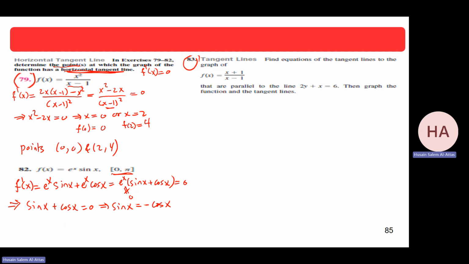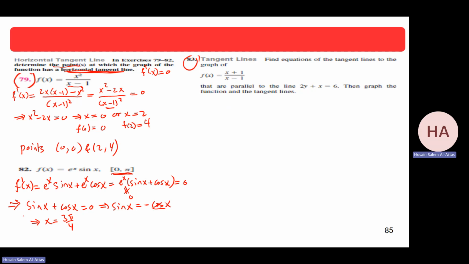When will this happen? It will happen with reference angle pi over 4, but the sine is different from the cosine by a minus sign, and I have only the first and second quadrant. So that will happen in the second quadrant. So it means my x is 3 pi over 4, in the second quadrant where the sine differs from the cosine by a minus sign. What will be the f of 3 pi over 4?